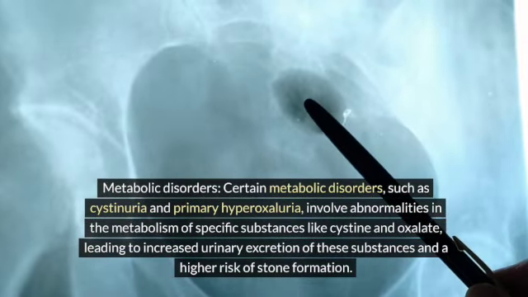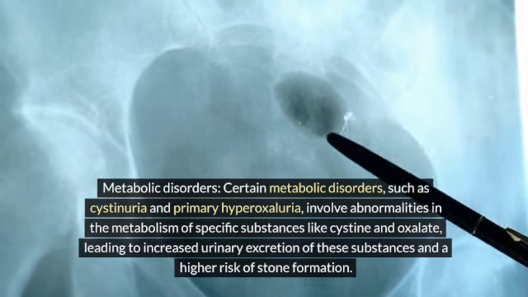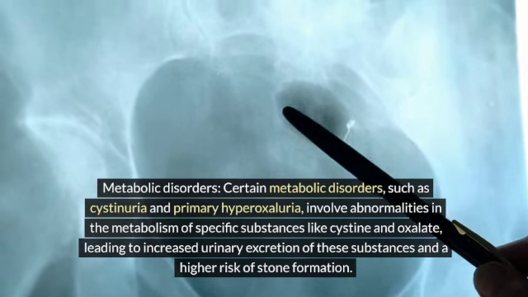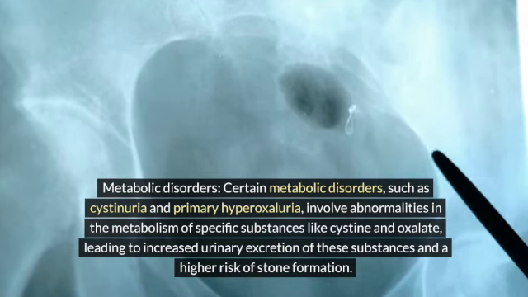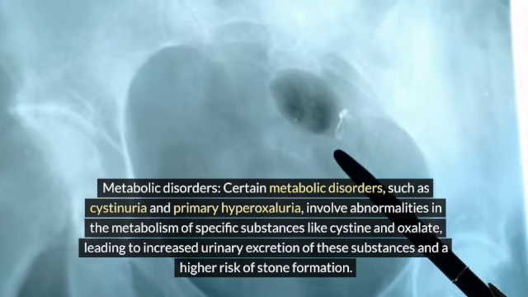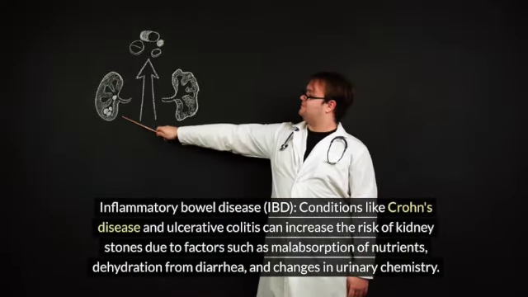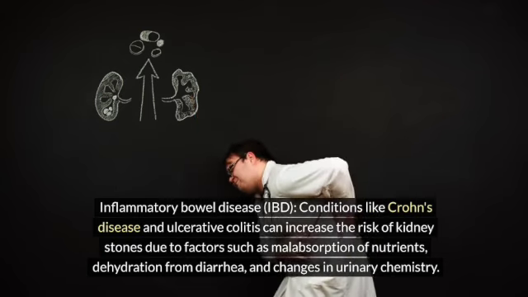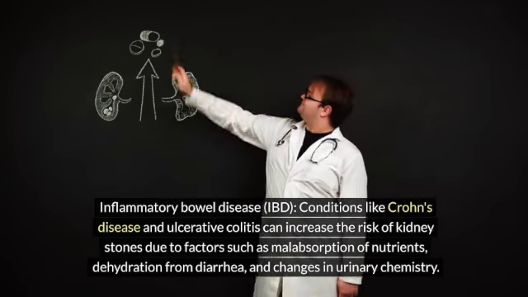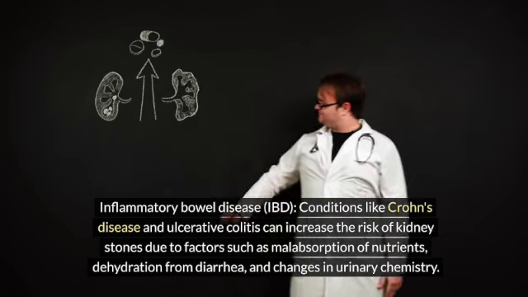Metabolic disorders. Certain metabolic disorders, such as cystinuria and primary hyperoxaluria, involve abnormalities in the metabolism of specific substances like cysteine and oxalate, leading to increased urinary excretion of these substances and a higher risk of stone formation. Inflammatory bowel disease, IBD. Conditions like Crohn's disease and ulcerative colitis can increase the risk of kidney stones due to factors such as malabsorption of nutrients, dehydration from diarrhea, and changes in urinary chemistry.